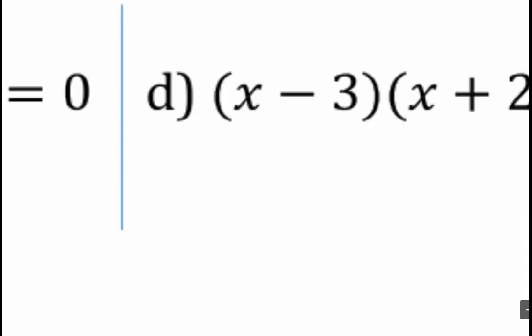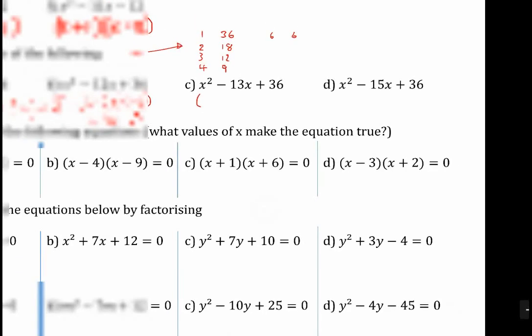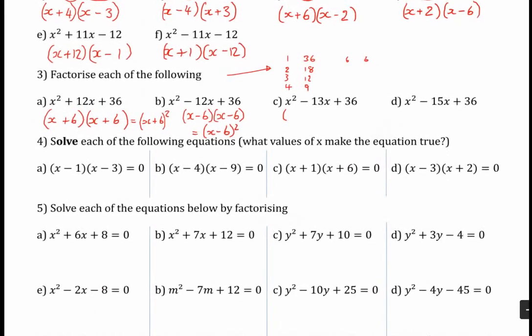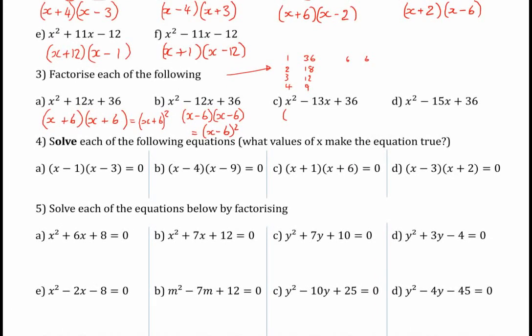On part C, they're going to add together to make negative 13. So I'll just have a look at my factor pairs. Which one's going to make 13? Forget the negative for a minute. Those are the ones I can make 13 with, 4 and 9. So I've got x with a 4 and x with a 9. Now how do I make it negative 13? Both numbers must be negative. It's the only way I can make negative 13.